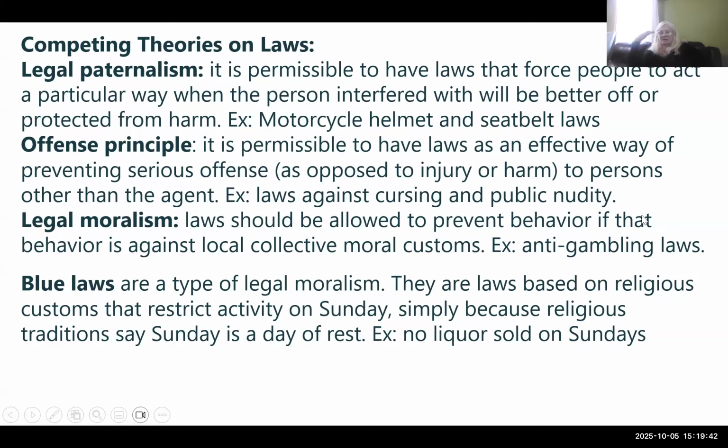Competing theories of laws. Okay, so the harm principle says basically you can't enact a law for any behavior other than stuff that either threatens to cause harm to others or causes harm to others. Legal paternalism, on the other hand, says, look, it's permissible to have laws that force people to act in a particular way when the person interfered with will be better off or protected from harm.